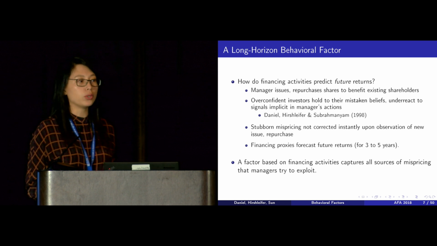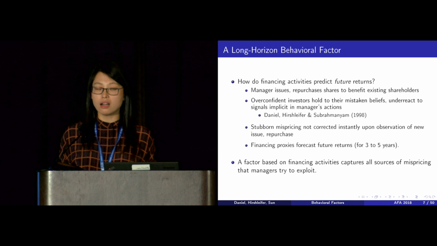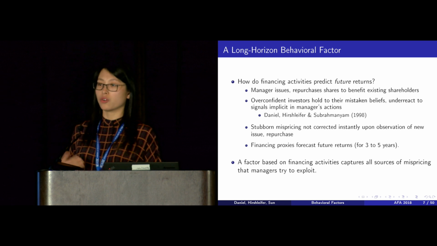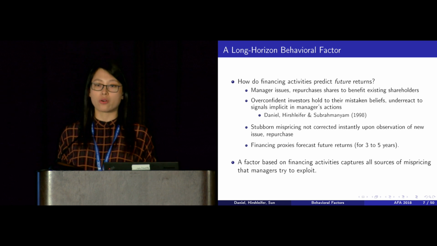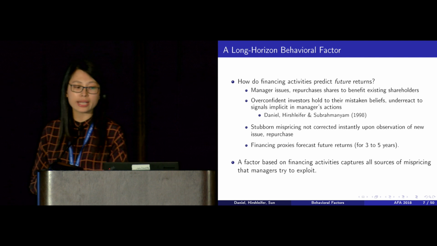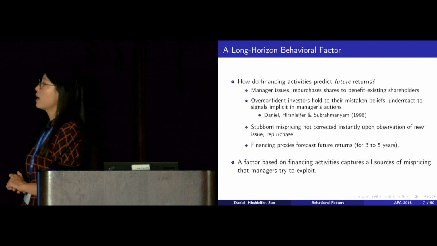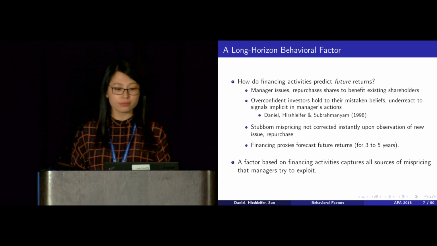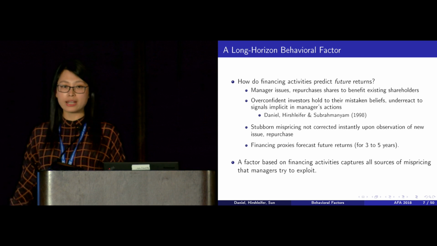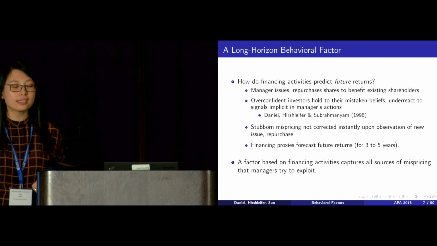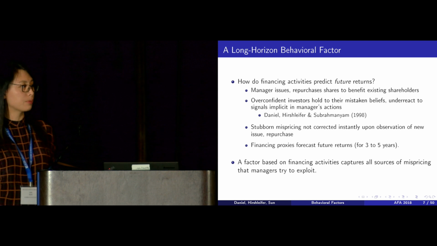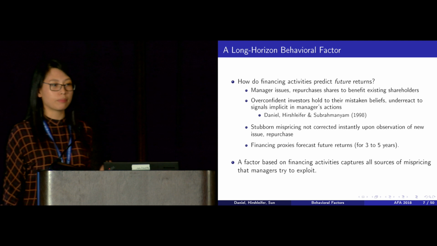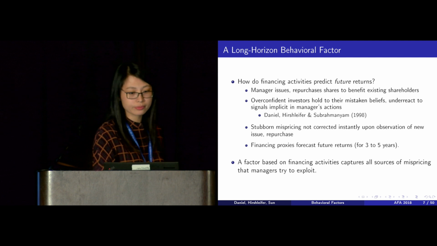Instead, they wait for a longer period of evidence to come in, and eventually they get convinced and correct this mispricing. Empirically, we do see that these financing variables can predict returns at longer horizons, such as 3 to 5 years. So we conjecture that a factor formed on these financing activities should be helpful to capture all sources of mispricing that managers try to exploit.